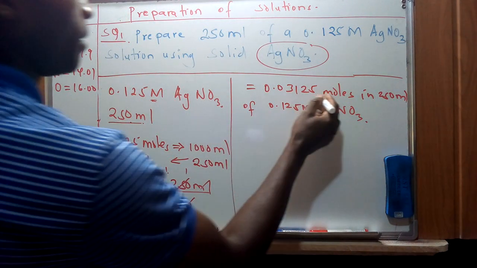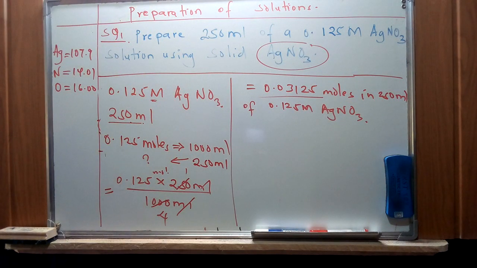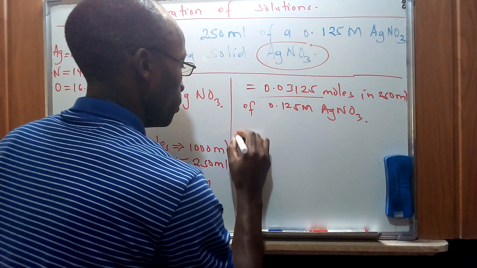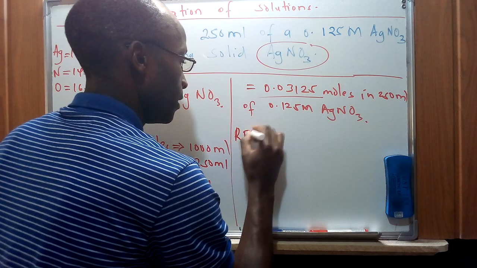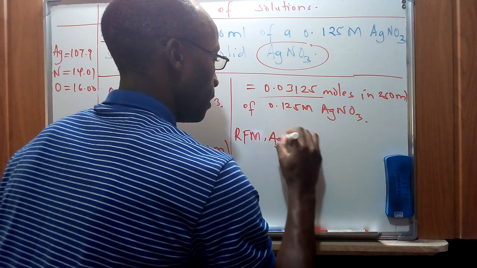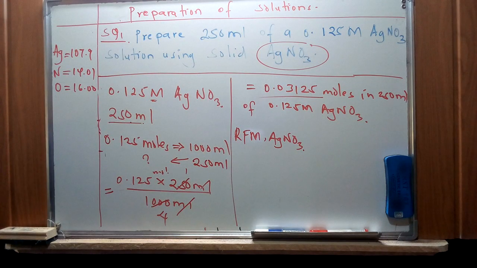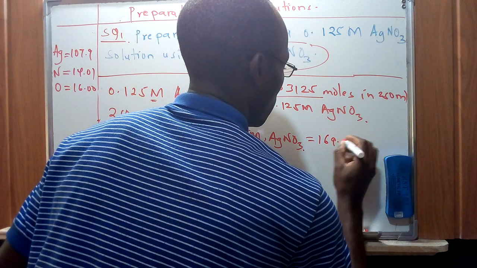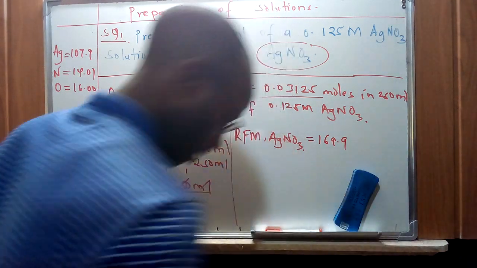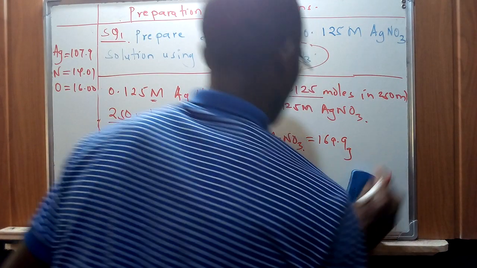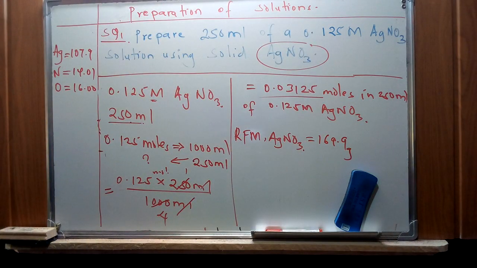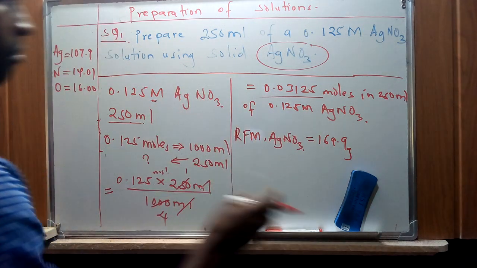After figuring out the number of moles, we use that relationship in order to find the mass that is going to be used in this case. We can find the relative formula mass for silver nitrate now that we have been given the individual atomic masses for the elements forming that compound. So this is going to be 169.9 grams. From the mole concept, we know that the relative formula mass of a compound is equivalent to 1 mole of that compound.